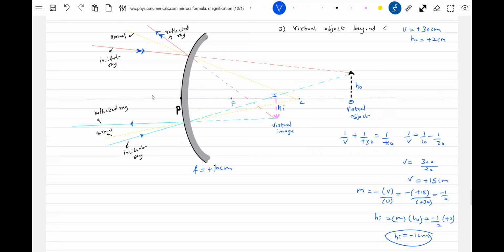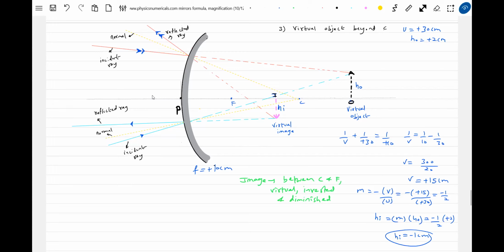I got a negative sign. So what conclusion should I make? Whatever the image, it will be between C and F, virtual, inverted, and diminished. So got the idea, this one. So where is the object? The object is kept somewhere beyond C. And the final image is formed between C and F.